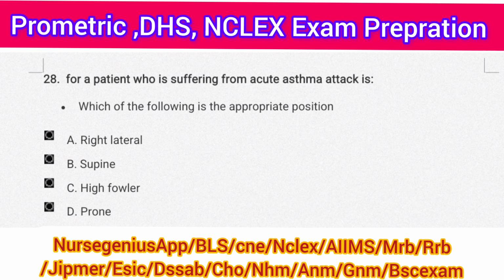Next question. For a patient who is suffering from acute asthma attacks, which of the following is the appropriate position? Option A, right lateral. Option B, supine. Option C, high Fowler. Option D, prone position. So which is comfortable for the asthma patient? High Fowler's. So option C will be the correct answer because in Fowler's it is easy to breathe. The lungs will be expanded more.